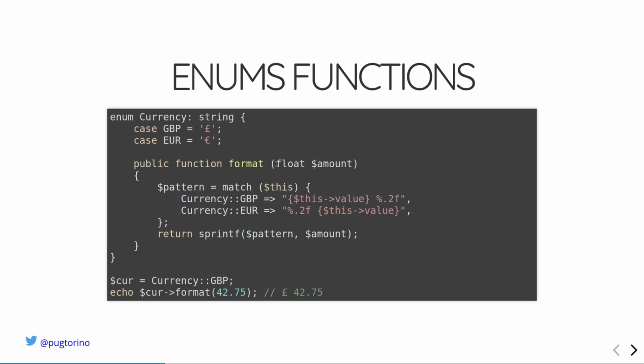So the format here has one parameter that is a float, and it returns a string, basically. So let's see what is in this implementation. We have a match. As you can see, we are using $this, so the instance basically of the currency. So according to this instance, this match is also a new feature of PHP 8.0, and is the equivalent of a switch case, but it's more convenient. The syntax is less convoluted.